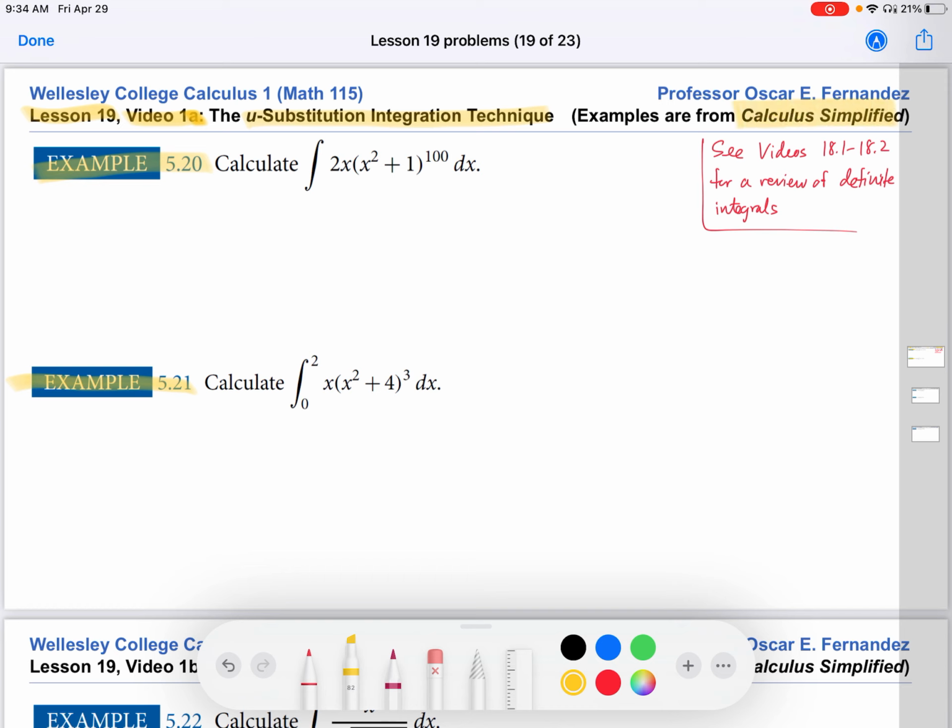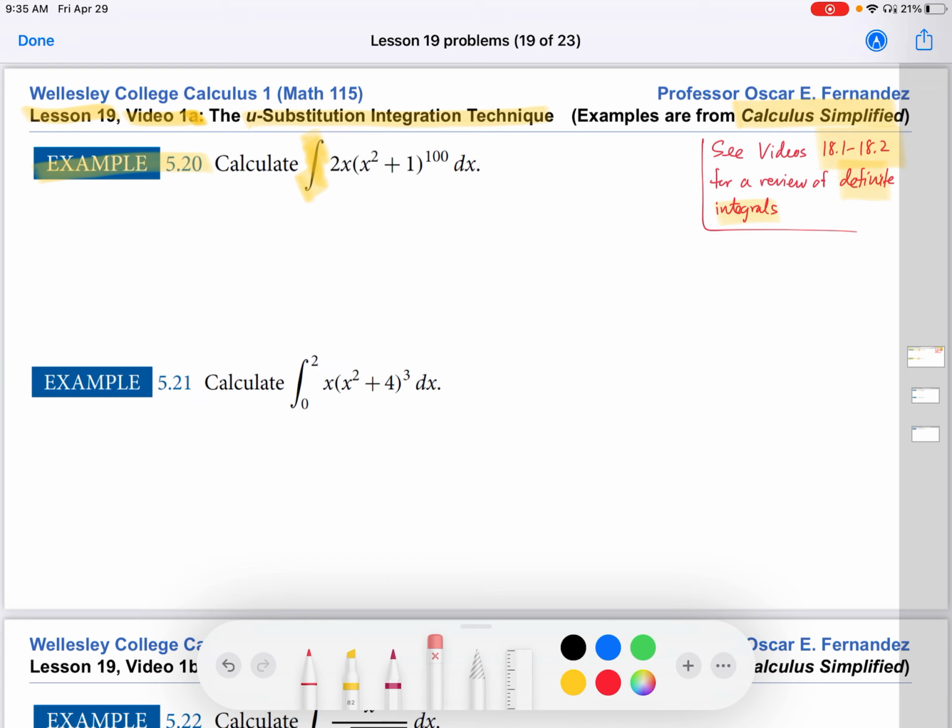And first thing I'm going to say is you'll see that this first one is about an indefinite integral. This second one is about a definite integral. So I encourage you to review the definite and indefinite integrals content. So see videos 18.1 through 18.2 in this series for a review of that. In particular, for this one down here, we will of course be using the evaluation theorem.